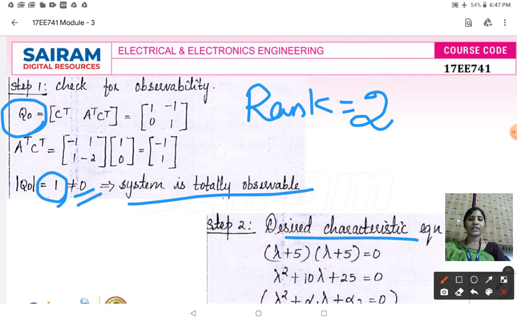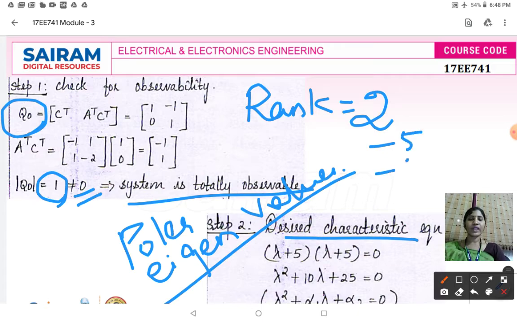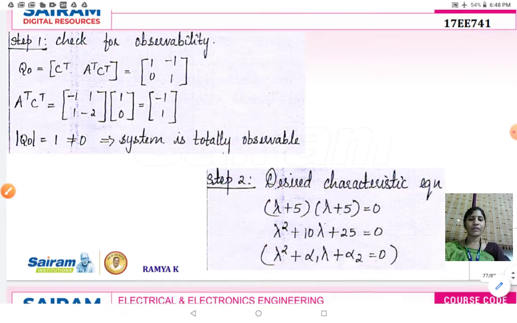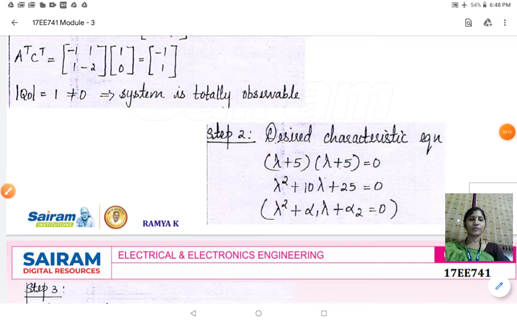Next, the desired characteristics equation. This always has to be identified from the given poles or eigenvalues. In this problem, they have given two eigenvalues, so we need to identify the desired characteristics equation with the given eigenvalues. The two given eigenvalues are minus 5 and minus 5. Therefore, the desired characteristics equation is equal to (lambda plus 5) into (lambda plus 5). For this, we will get one equation in the form of lambda square plus alpha 1 lambda plus alpha 2.